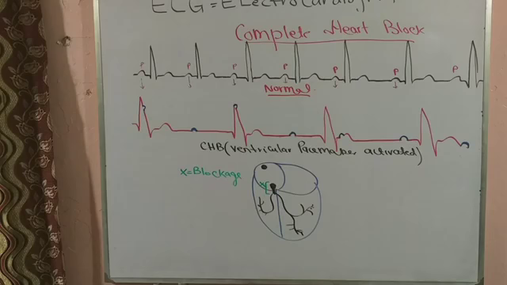So the treatment of complete heart block will be a pacemaker, but before that we can attempt atropine, we can attempt dopamine, we can attempt isoproterenol. So these are the temporary measures to increase the heart rate so that the patient does not become hemodynamically unstable.